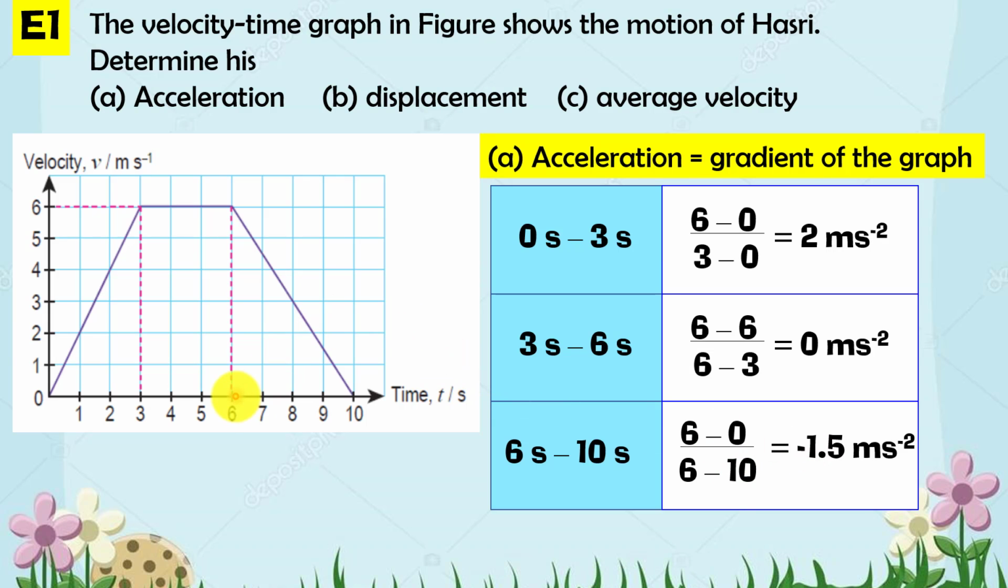For 6 until 10, this part is, sorry, not the opposite direction. This one is slowing down. If I continue to draw below the graph, that one is the opposite direction.